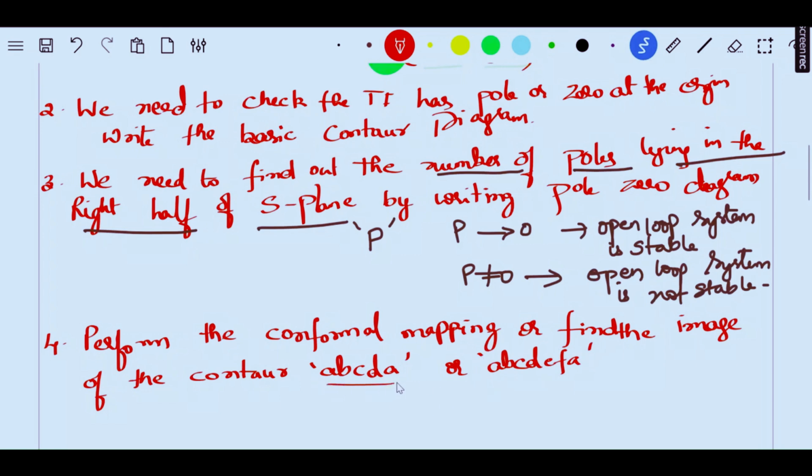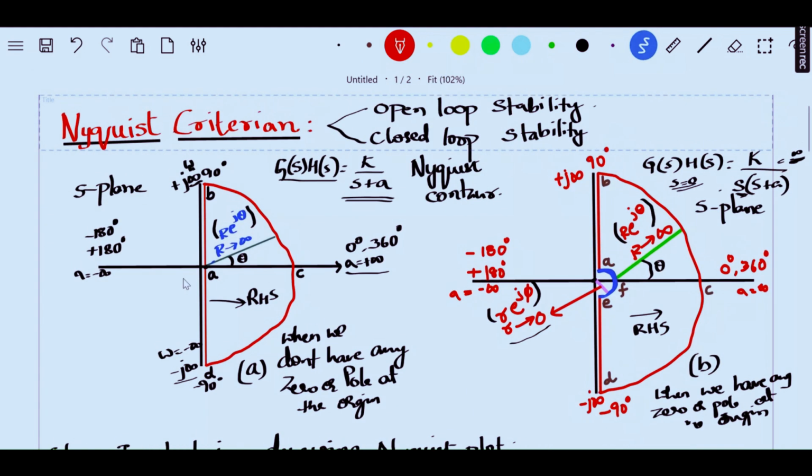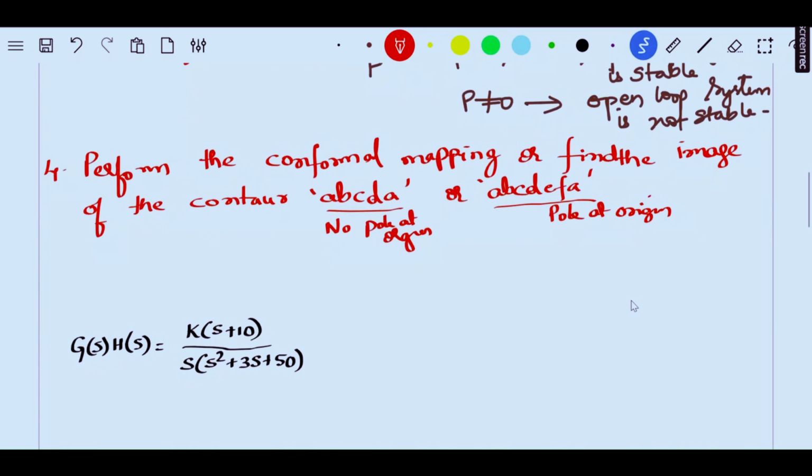A B C D A will come when there is no pole at the origin, and A B C D E F A will come when you have a pole at the origin. It means that if the basic contour diagram you wrote is this, then you are going to draw the conformal mapping for A, B, C, D, A. And if the basic contour diagram is this, then you are going to find the image of the contour A, B, C, D, E, F, so you are also going to traverse this small semicircle. Okay, so that is what we do.